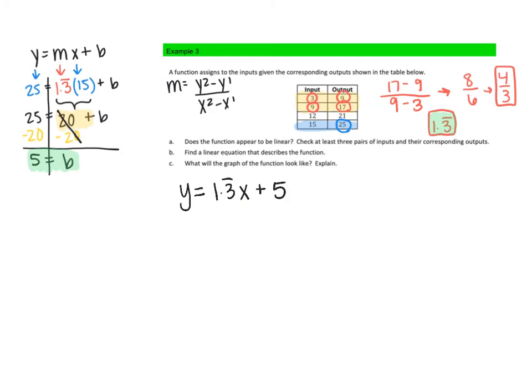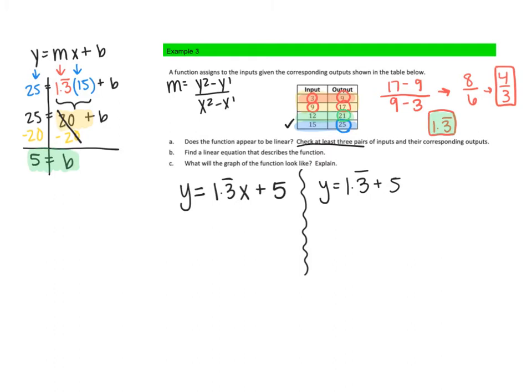Okay, so I have my equation. And that appears to be a linear equation. I don't have any exponents attached to my variables, okay? So yes, this appears to be linear, but it says check at least 3 pairs. So I already checked this blue pair, right? So I'm going to check a different pair. Let's check two different ones. I'm going to check this one right here, 12 and 21. And then I want you to check this one up here, 3 and 9. Okay? So I'm going to check 12 and 21. You check 3 and 9.